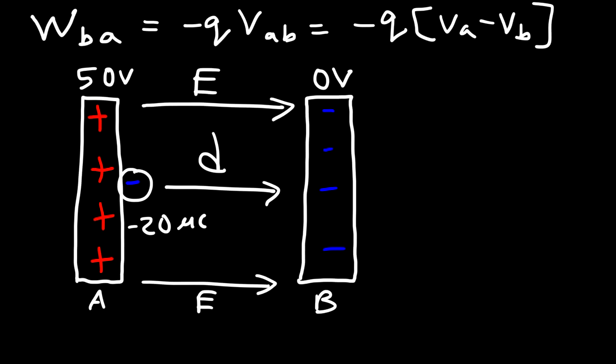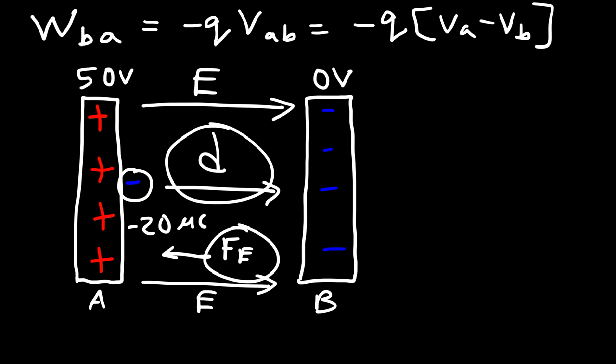But a negative charge will feel an electric force that will accelerate it in the opposite direction of the electric field. So even though we're using an external force to move it from A to B, the negative charge still feels an electric force that will attract it or pull it towards the positive plate. Now, because the electric force and the displacement vector are anti-parallel, the work done by the electric force is negative.